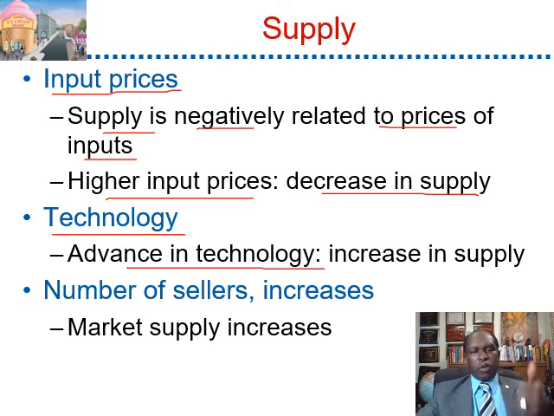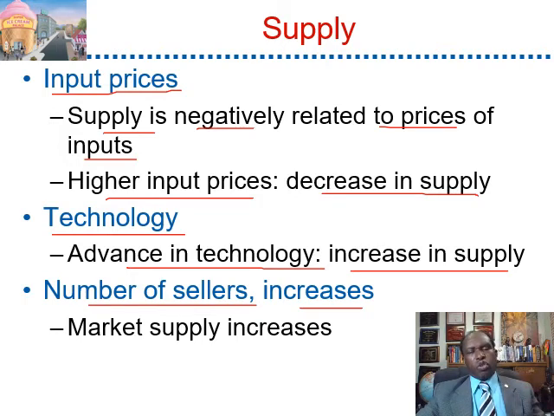On the other hand, with technology, especially advances in technology, new and better technology, productivity will increase. Business firms will produce more. This will increase the supply and shift it to the right. With respect to the number of sellers, an increase in the number of sellers means we have more businesses supplying the product, so supply will increase and shift to the right. This will lead to a positive shift in the supply.